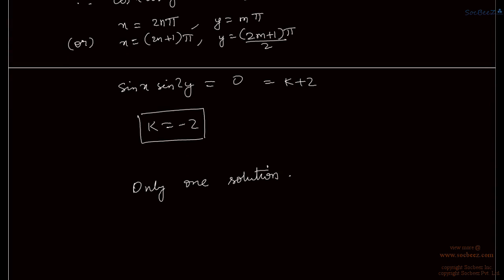So this is how again you use the bounds on the trigonometric ratios here, and using them you solve for the unknown constants and find the various values they can take.